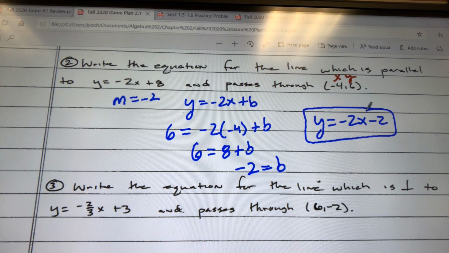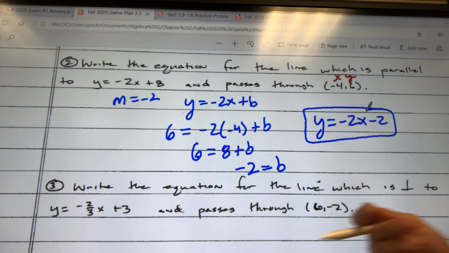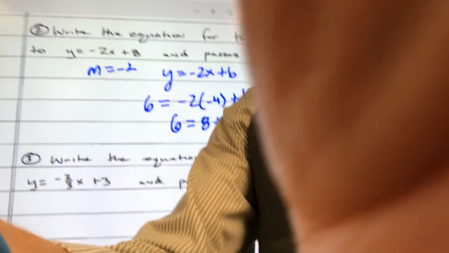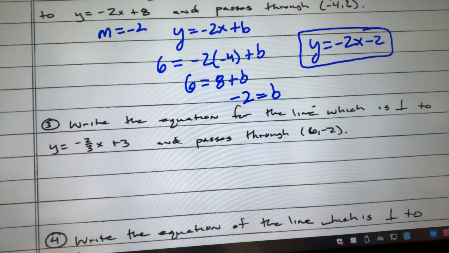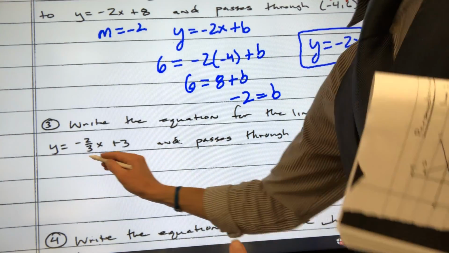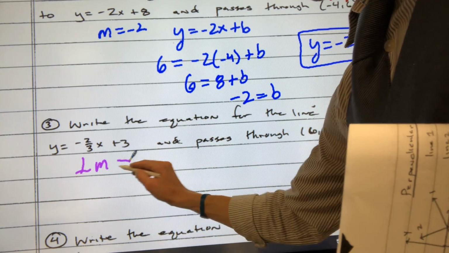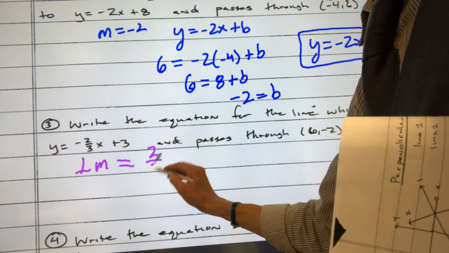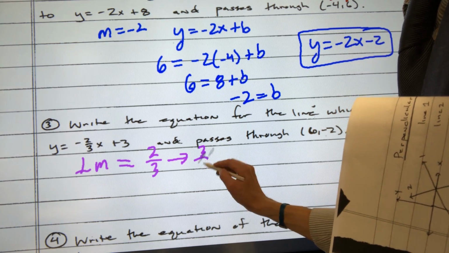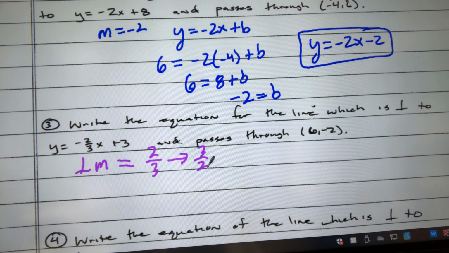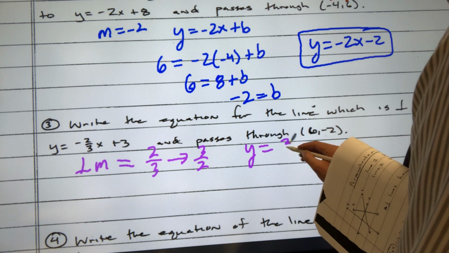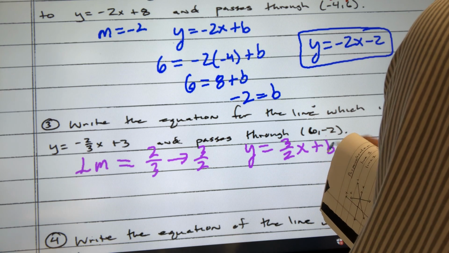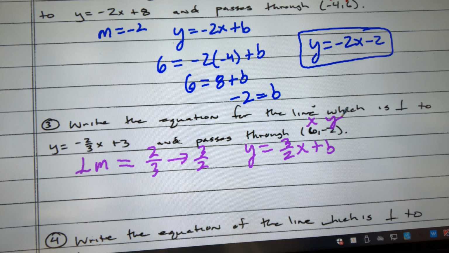All right. Number 3. Your perpendicular slope. So first off, the opposite of a negative 2/3 is 2/3, and then you got to flip it. Your perpendicular slope is 3 over 2. All right? So y equals 3 over 2x plus b. That's your x, that's your y.